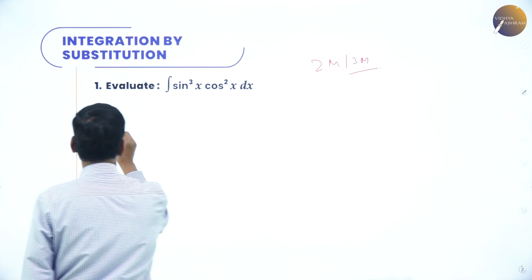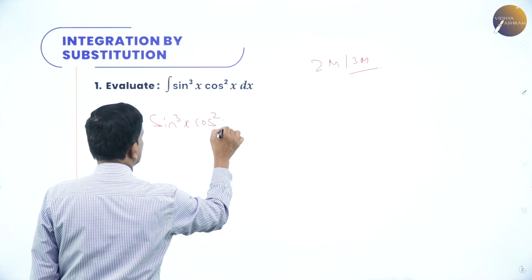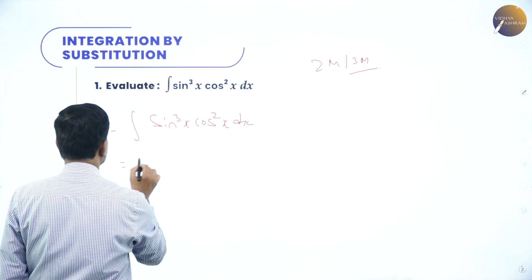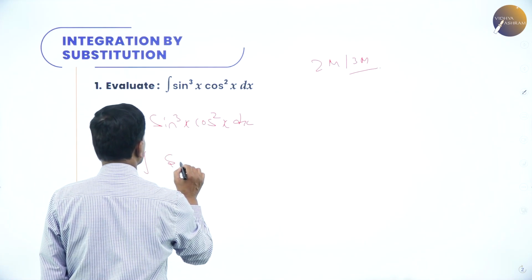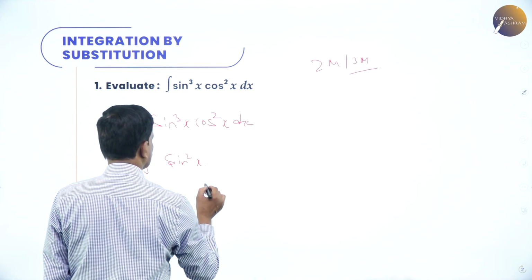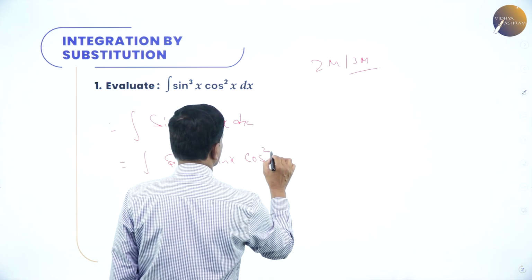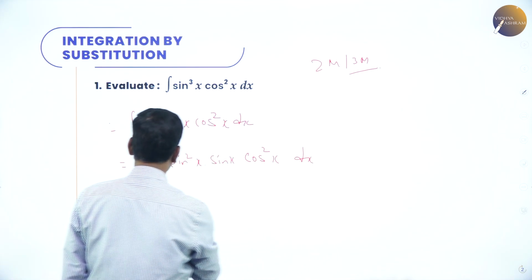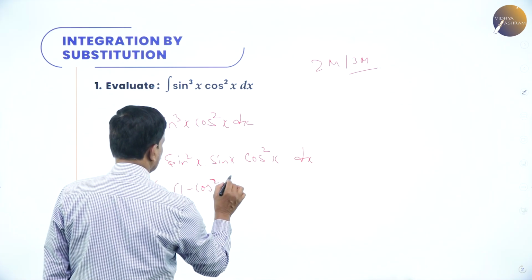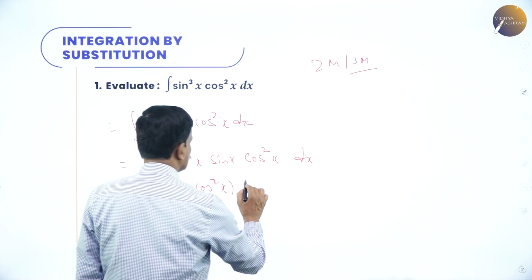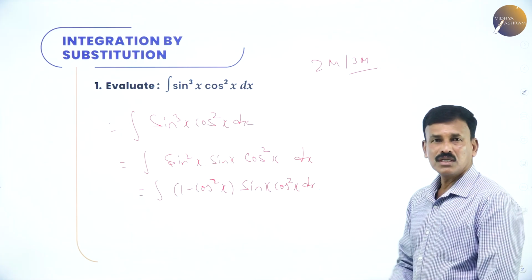Now what is given? Integral of sine cube x into cos square x dx. Now let us split this: sine cube can be written as sine square x into sine x, and cos square x as it is, into dx. Sine square can be written as 1 minus cos square x, so 1 minus cos square x into the remaining sin x into cos square x dx as it is. Now let us take the substitution.